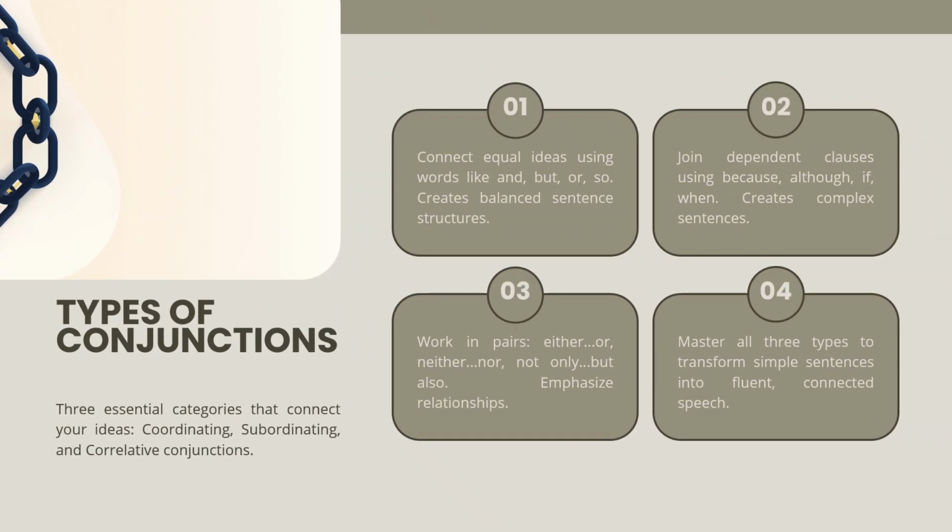Types of conjunctions. Now let's organize. We have three main types: coordinating, subordinating, correlative. Each type has a different role.